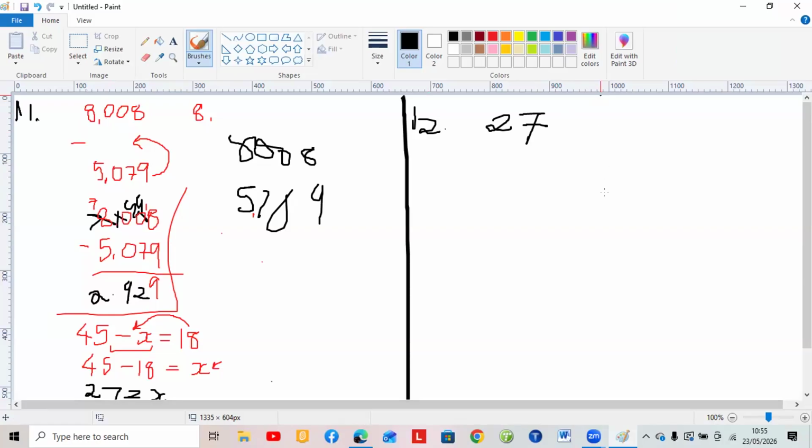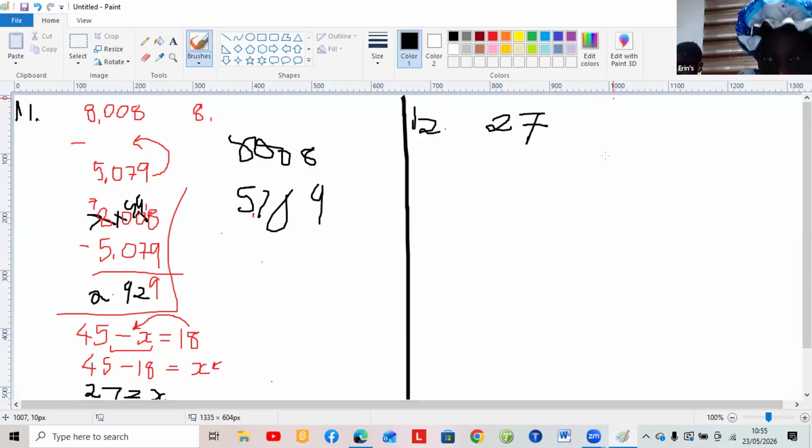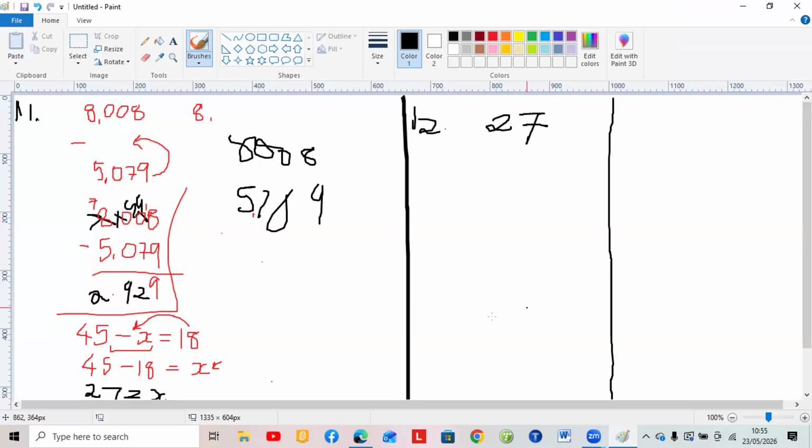So 45 minus 18 is what? It's 27. All right. So please let's write down in our book. Let's write down in our book. I've written it in my book.